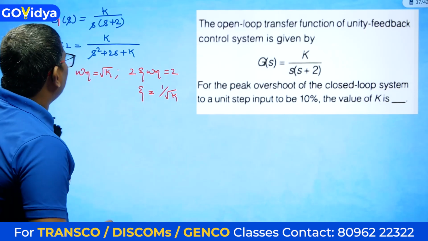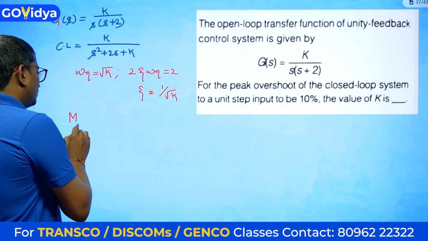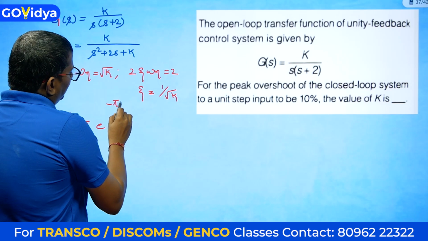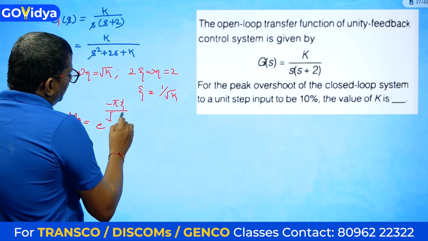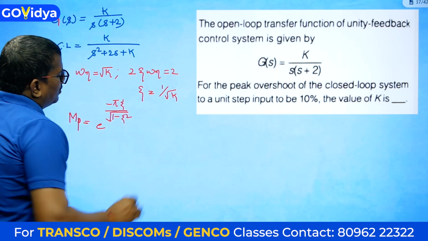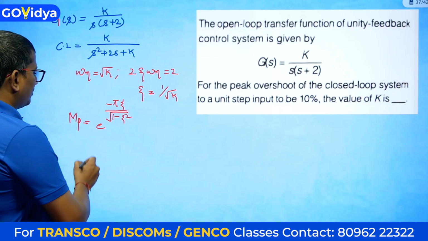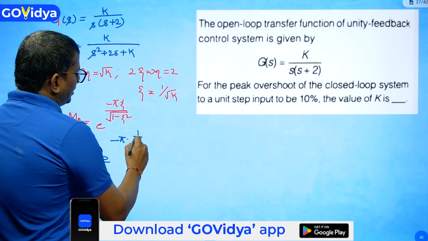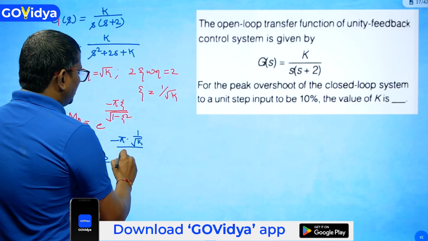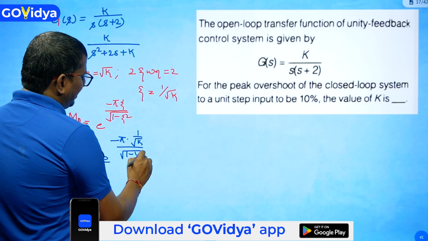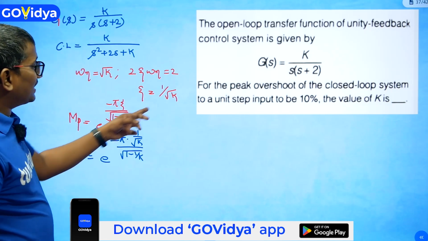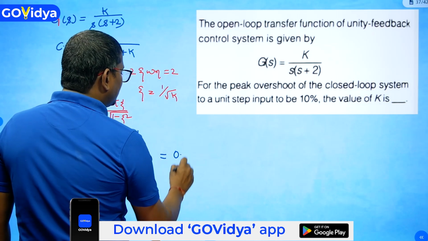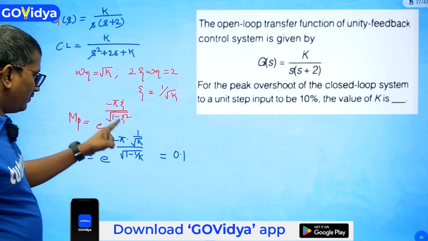So once you got 1 by root k, what is the peak overshoot? We know that e to the power of minus pi zeta by root over 1 minus zeta square, which is equal to, what is the zeta? 1 upon root k by root over 1 minus 1 by k. Why 1 minus 1 by k? Zeta square, na? Which is equal to how much? 10%, which is nothing but 0.1. See, one equation, only one unknown.